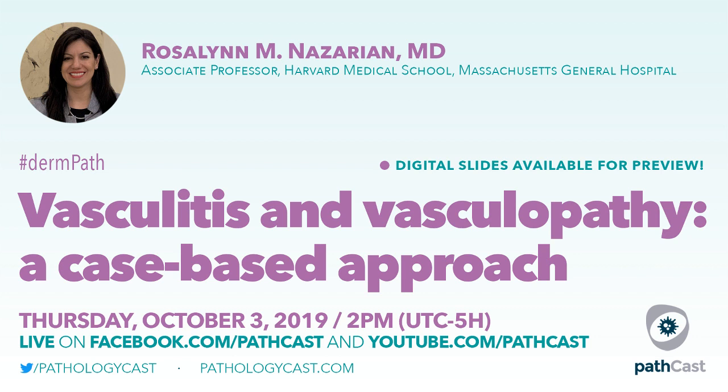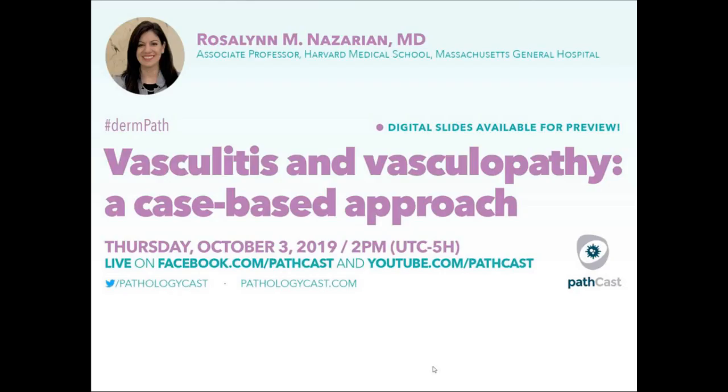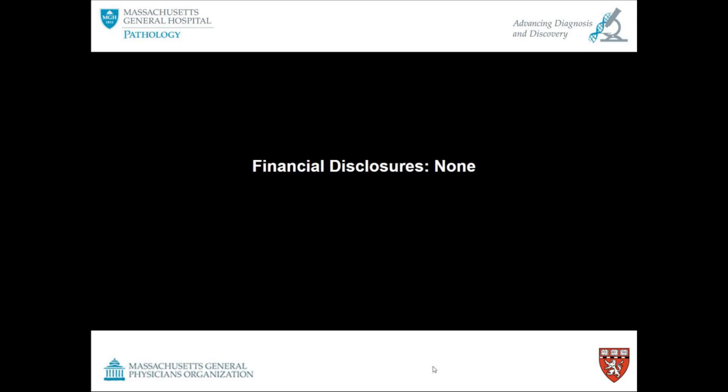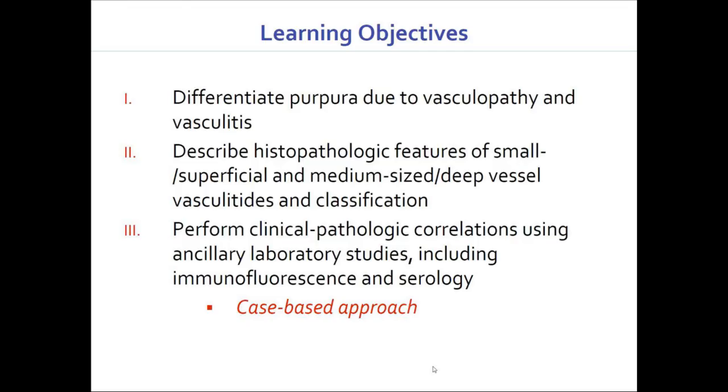Hello, everybody. Thank you for that introduction and for the invitation to speak today in this wonderful forum hosted by pathCast. Today's topic is on vasculitis and vasculopathy, a case-based approach. I'm speaking to you from Boston. I'm Rosalind Nazarian from Mass General Hospital, academic dermatopathologist. I have no financial disclosures, and I'm excited to share the selection of cases with you today that highlight really the clinical and pathological correlates in dermatopathology, and this discussion is truly relevant to both clinical and anatomic pathology, reflective of my training and my interest.